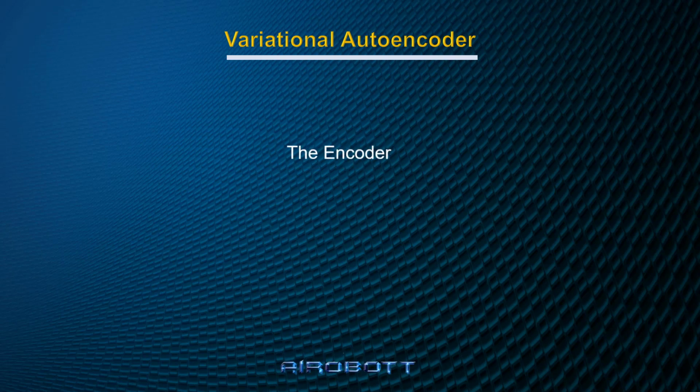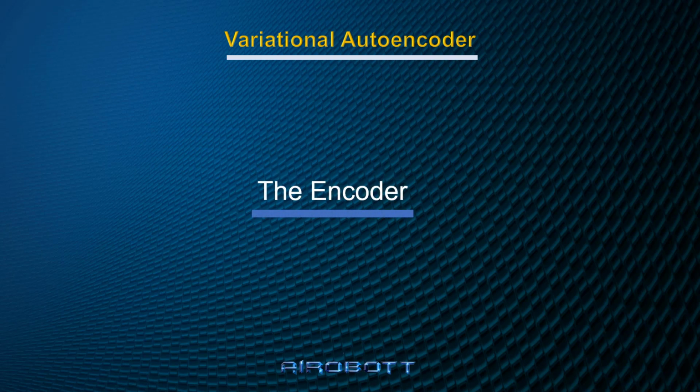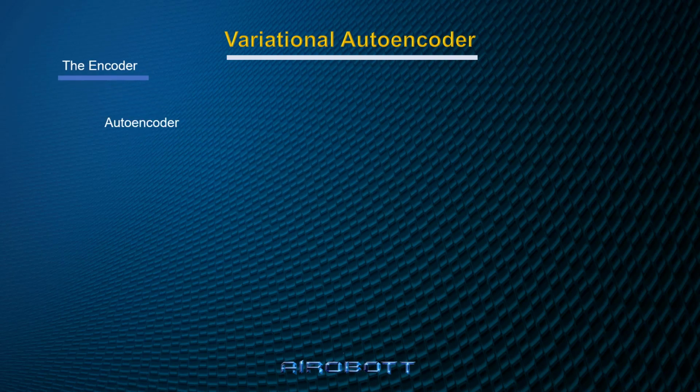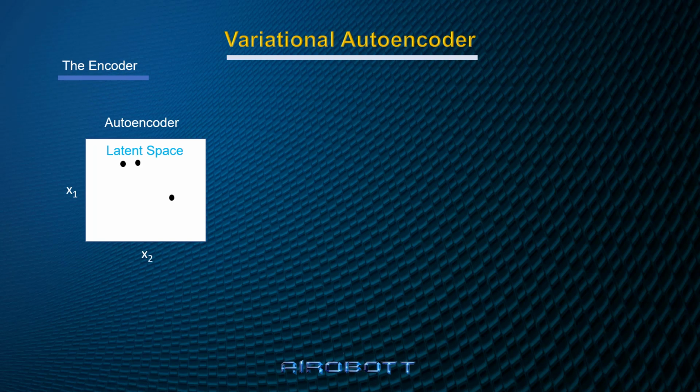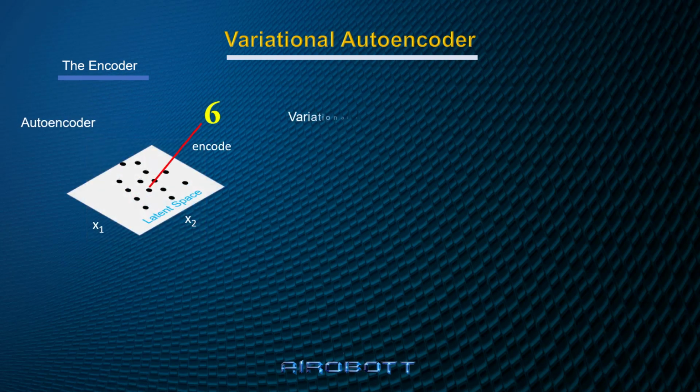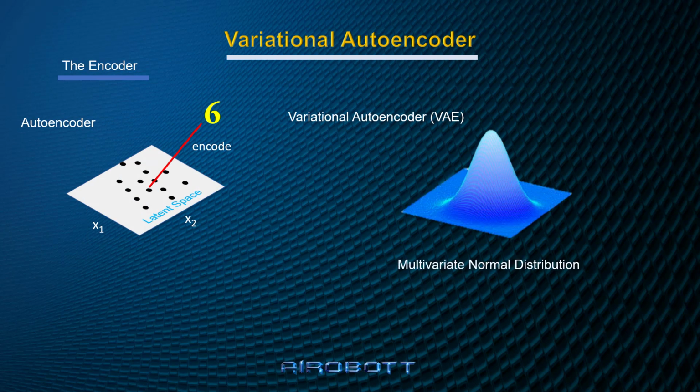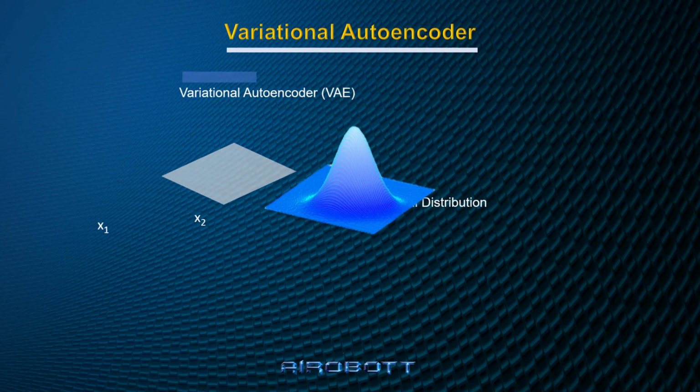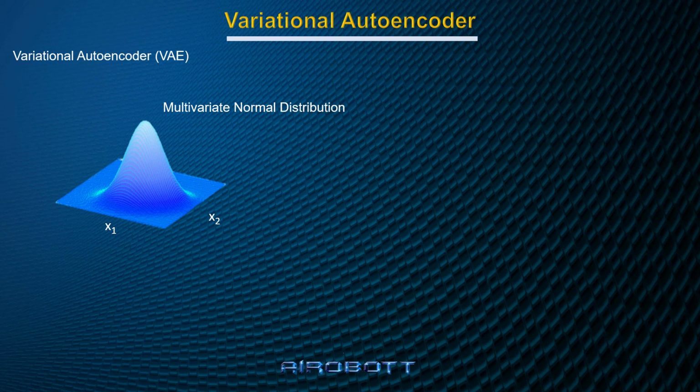The encoder. In an autoencoder, each image is mapped directly to one point in the latent space. But in the variational autoencoder, each image is mapped to a multivariate normal distribution around a point in the latent space. This multivariate normal distribution is derived from two vectors. They are mu and log_var.